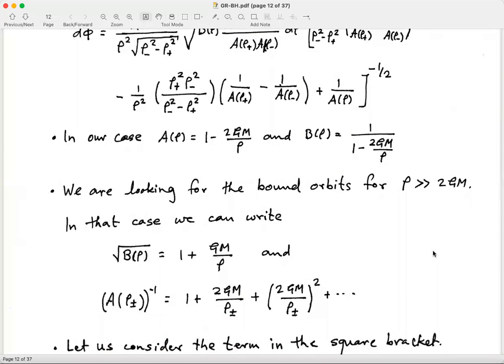Because rho is much, much larger, it makes a lot of sense to expand the square root of b of rho and write down the leading term as 1 plus gm by rho. Whereas b of rho is actually this quantity. Similarly, a of rho plus minus inverse.